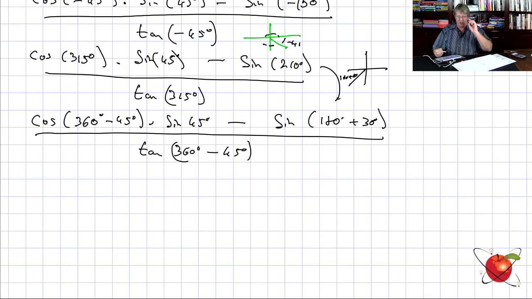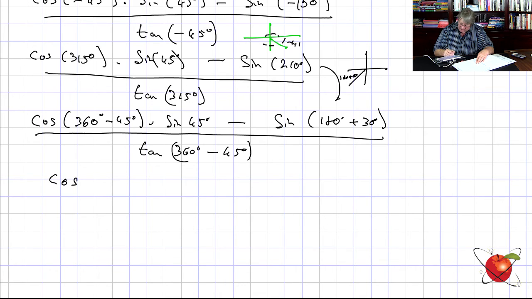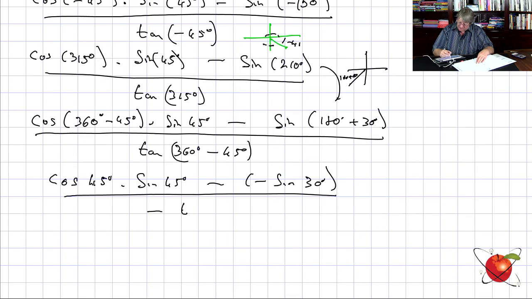All I've done is I've changed them. I drew where they were. And then instead of the negative, I made them positive, then applied the recipe from that point on. Cos of 360 minus 45, ASTC, so it's positive in that quadrant. So it's going to be cos of 45 degrees times sine of 45 degrees minus sine of 30 degrees all over minus tan of 45 degrees.